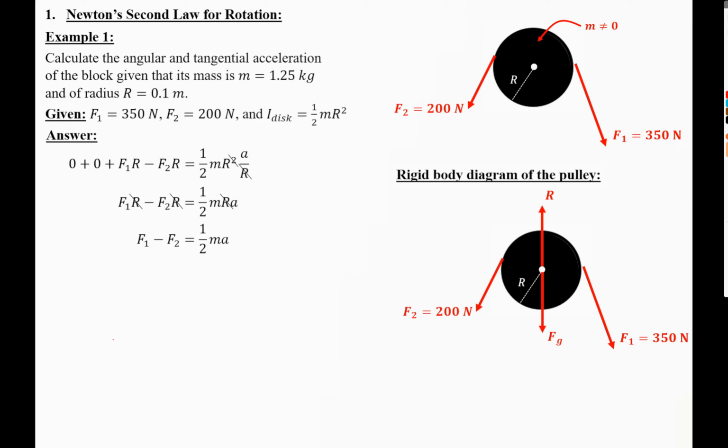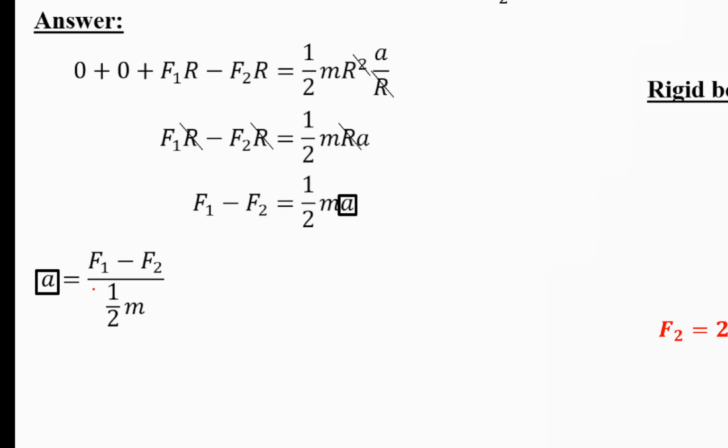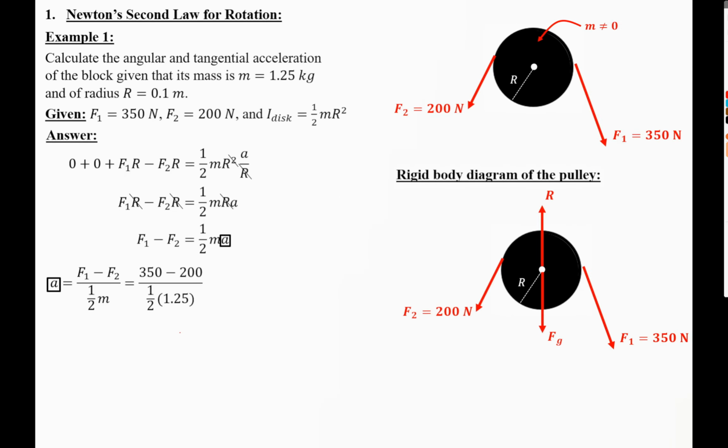And now if we isolate for the acceleration a, then the acceleration a would be given by F1 minus F2 divided by half m. Now the values of F1 and F2 are given to be 350 minus 200, m is given by 1.25, and plugging that expression into the calculator we would get an acceleration of 240 meters per second squared. This is a relatively large acceleration. You can always compare it with gravity, which is 10 meters per second squared.